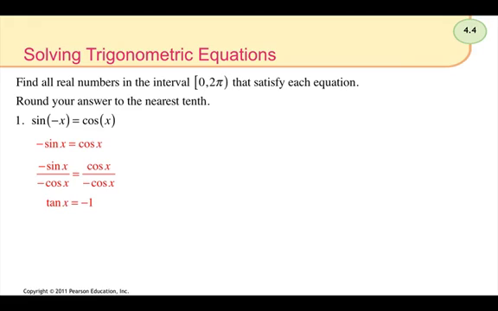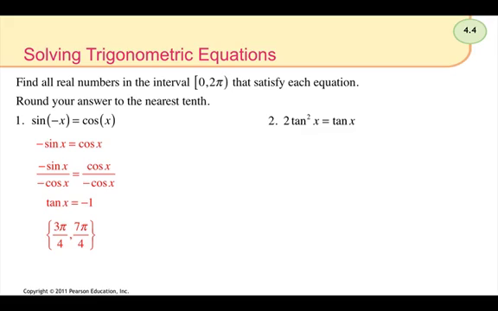So I need all the real numbers x that satisfy this equation in the interval between 0 and 2 pi, not including 2 pi. And it turns out to be 3 pi over 4 and 7 pi over 4. Remember, tangent is negative in quadrant 2 and quadrant 4. Let's go to number 2.